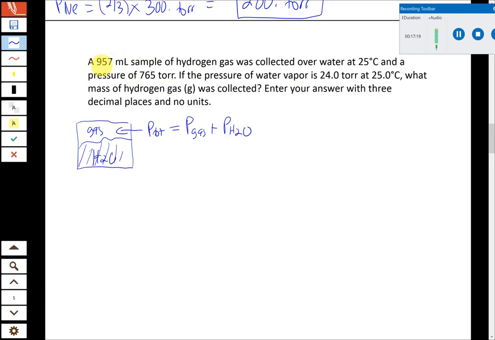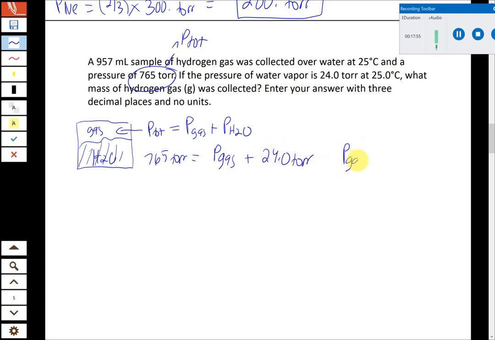So here we're collecting 957 milliliters of hydrogen at 25 degrees Celsius, and the pressure is 765 torr. The pressure that we give you here is going to be the total pressure of the gas mixture that we collect. The pressure of water vapor is 24.0 torr. What is the mass of hydrogen? So again, we're going to start with this relationship here. The total pressure, which is 765 torr, is equal to the pressure of the gas that we're collecting plus the water vapor pressure, which is 24 torr.